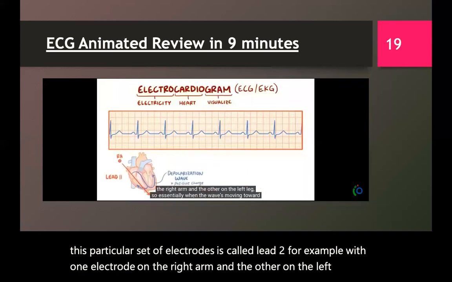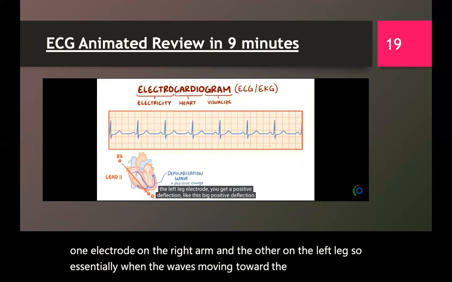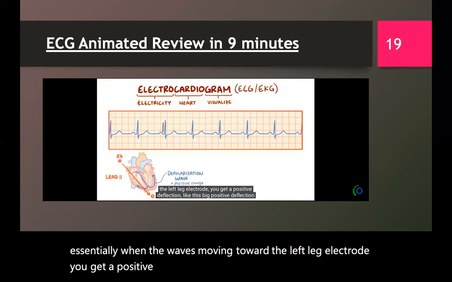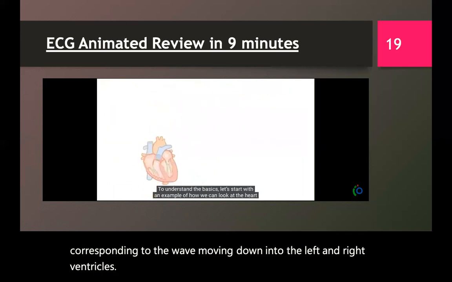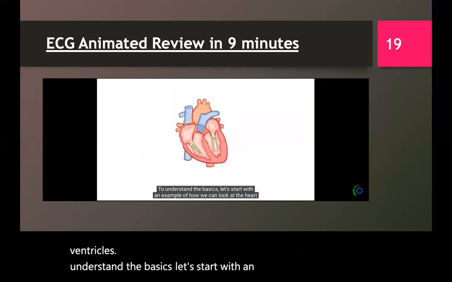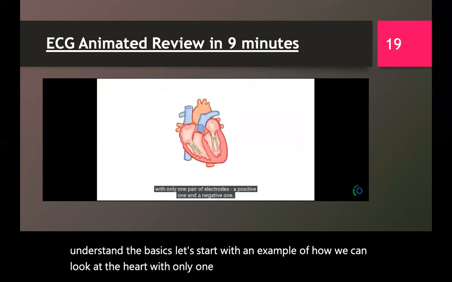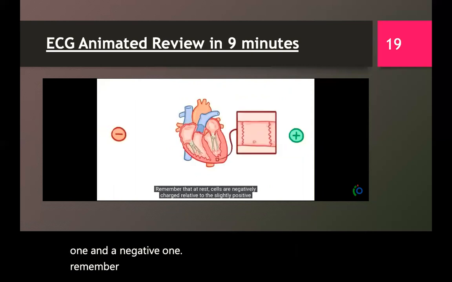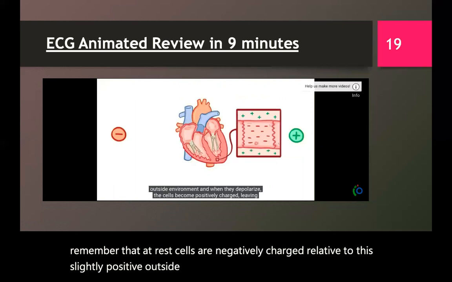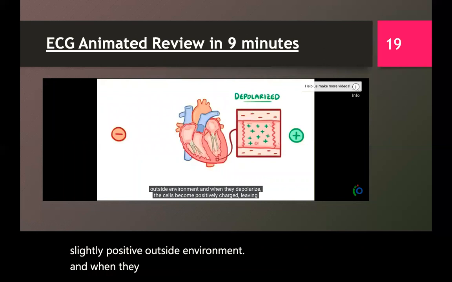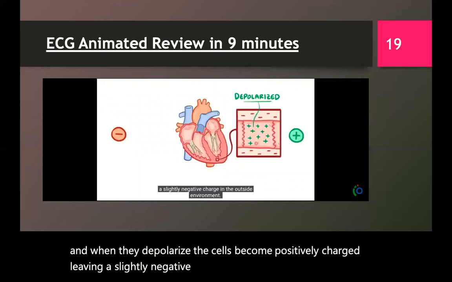So essentially, when the wave's moving toward the left leg electrode, you get a positive deflection, like this big positive deflection corresponding to the wave moving down into the left and right ventricles. To understand the basics, let's start with an example of how we can look at the heart with only one pair of electrodes, a positive one and a negative one. Remember that at rest, cells are negatively charged relative to the slightly positive outside environment. And when they depolarize, the cells become positively charged, leaving a slightly negative charge in the outside environment.